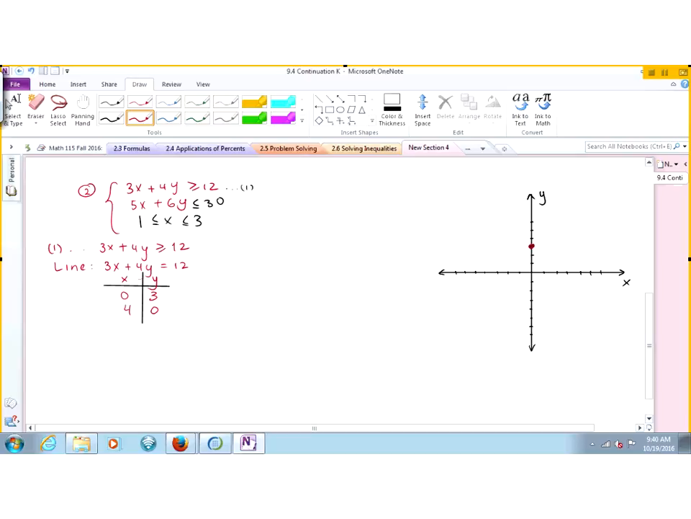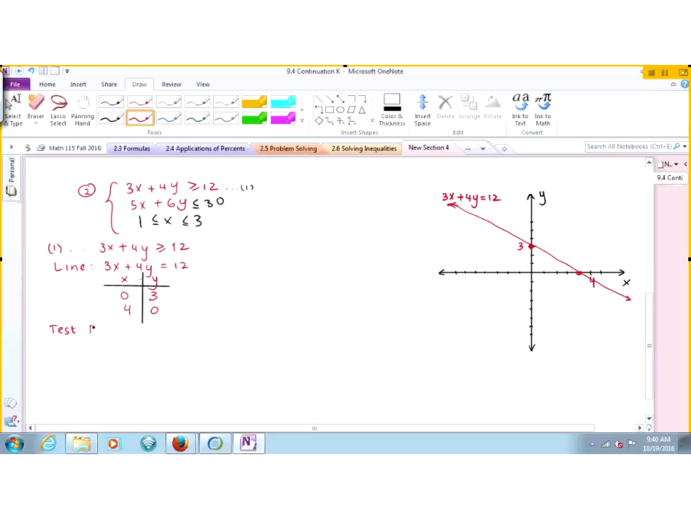Okay, so 0, 3 is right here. And then 4, 0 is right here. And draw the straight line. All right. So label this line. This is 3x plus 4y is equal to 12. Okay, good.